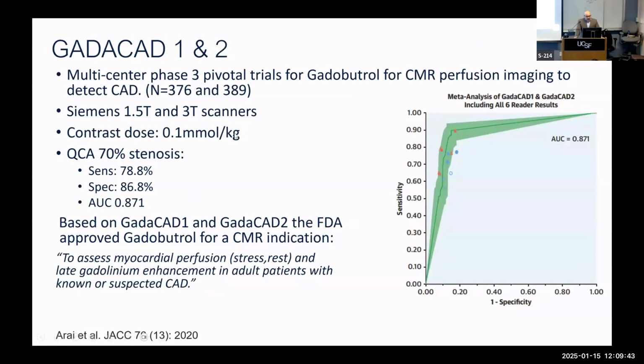And over the last couple of years, there's been a couple of trials that were pivotal trials for actually getting approval for one of the MRI contrast agents for CMR stress perfusion imaging. Here, the area under the curve was about 0.87.